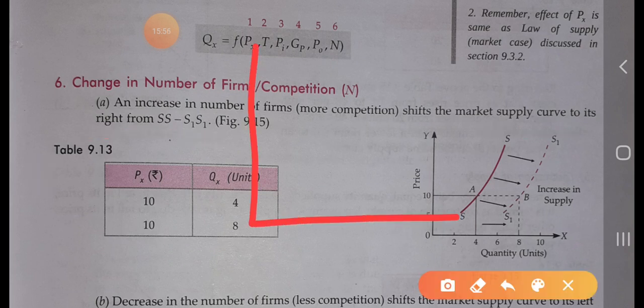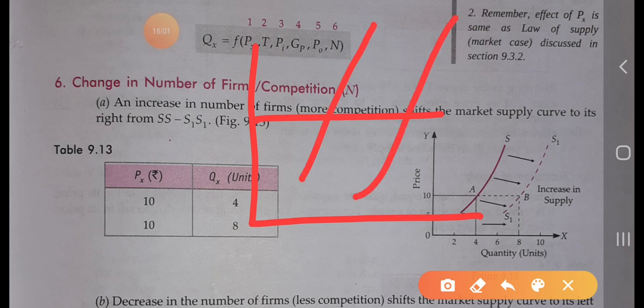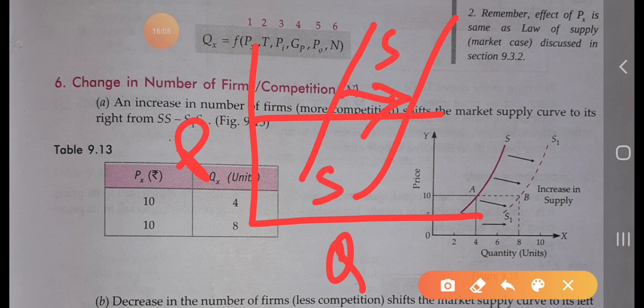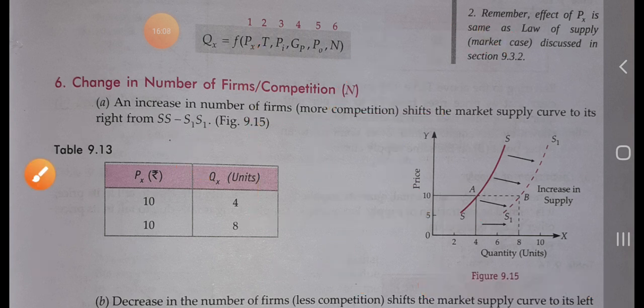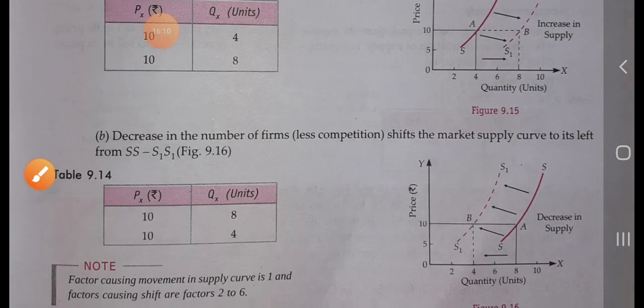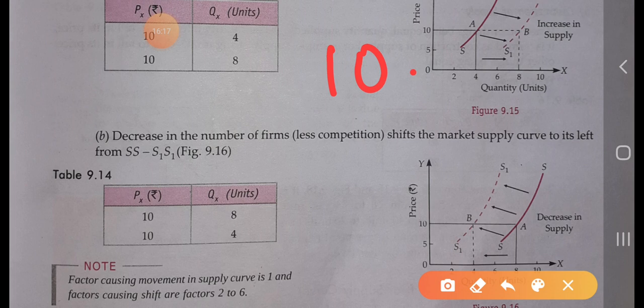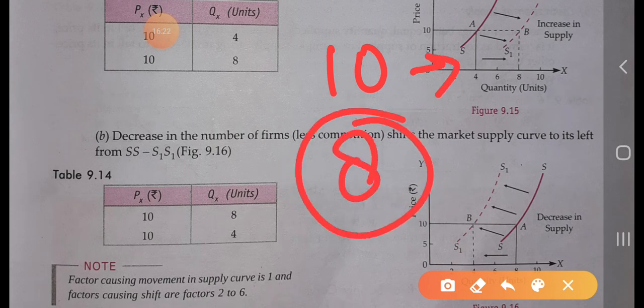Okay, here it is, and it will shift to the rightward, where price and quantity, from SS to S1 S1. Okay, and next one is when there is a decrease in the number of firms. If the number of firms prevailing in the market is 10 and it decreases to 8, so the number of firms existing in the market is declining, so the competition among the firms also declines.